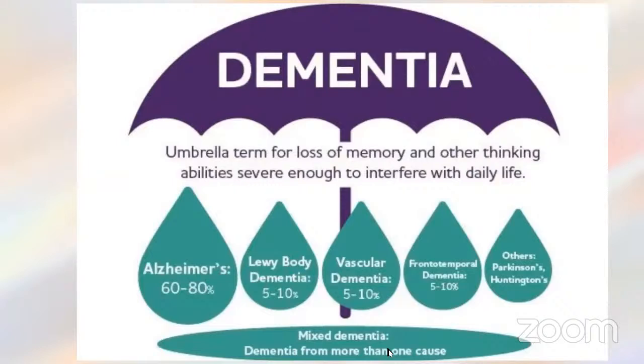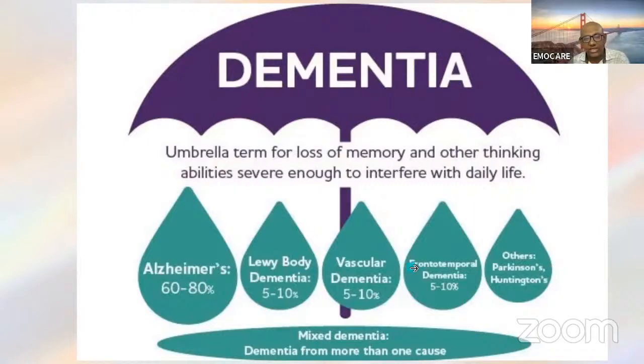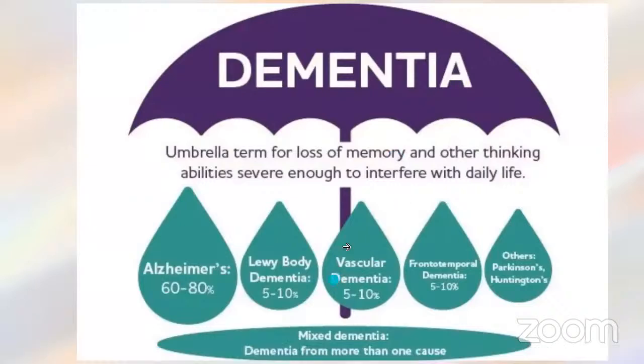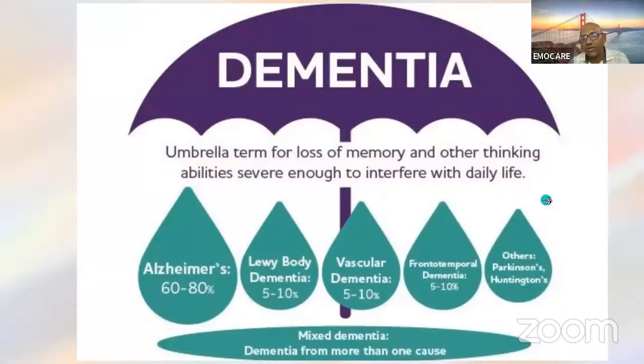Dementia is an umbrella term for loss of memory and other thinking abilities severe enough to interfere with daily life. Alzheimer's accounts for 60 to 80%. Lewy body dementia is 5 to 10%, vascular dementia 5 to 10%, and frontotemporal dementia 5 to 10%. Others include Parkinson's and Huntington's.